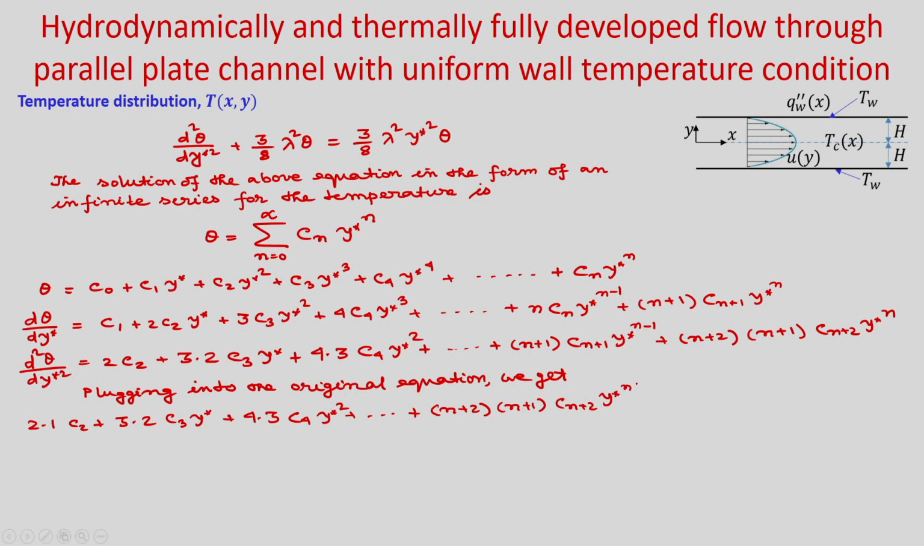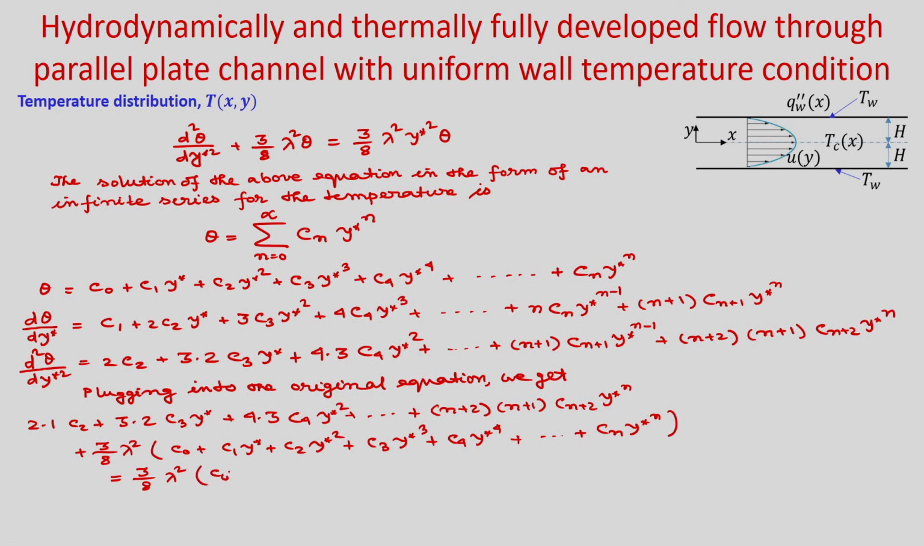So, this is your d2 theta by dy star square, plus 3 by 8 lambda square into theta. So, theta is C naught plus C 1 y star plus C 2 y star square plus C 3 y star cube plus C 4 y star 4 and so on up to C n y star n. Okay. And in the right hand side now, it is 3 by 8 lambda square and y star square, which you multiply with theta.